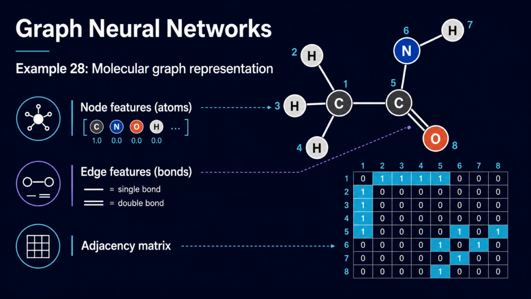Example 28 shows molecular graph representation. Convert a molecule to node features, including atom types and hybridization, and edge features, including bond types. Create an adjacency matrix from bond connections. This representation captures molecular topology directly.